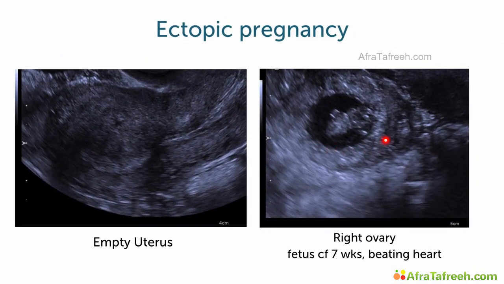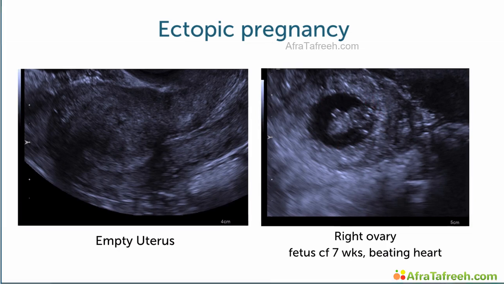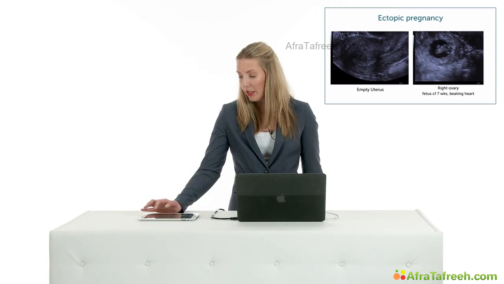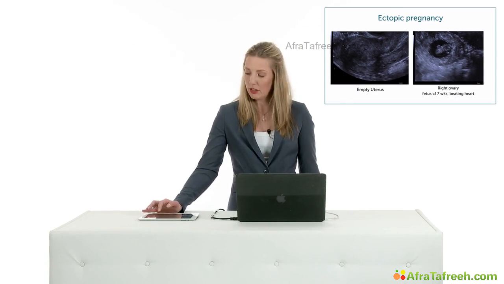If you see now here on the right side, this is ovary tissue. And within the ovary, we found, unfortunately, a fetus with a beating heart. This is a very, very sad case, because if we don't do anything about this pregnancy, the woman will have very severe pain and internal bleeding, and this baby can't survive. So be aware that you always look through the whole uterus, the whole lower abdomen, and be sure that there is nothing going on in the ovary that doesn't belong there.